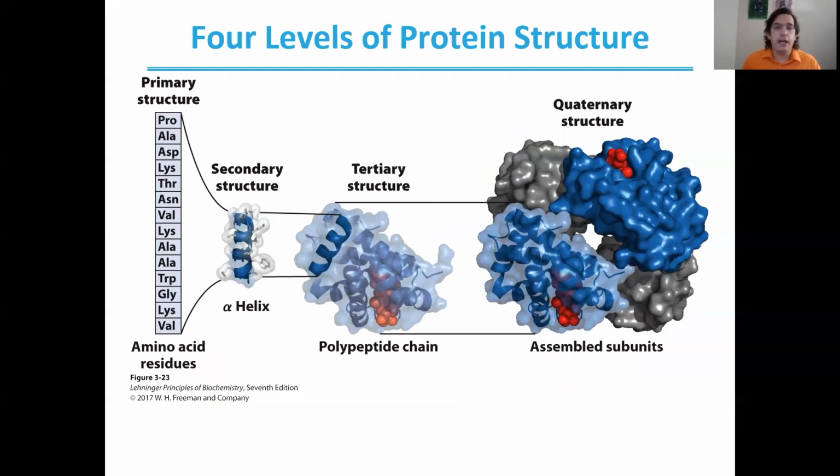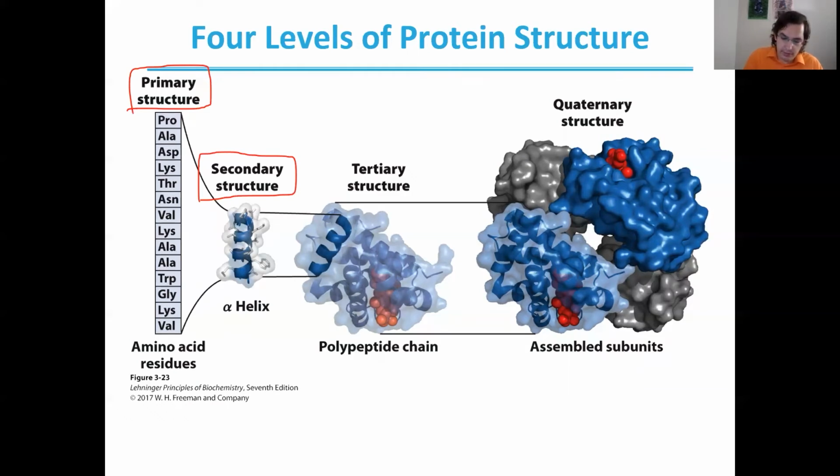Now, in order to understand the full picture of our 3D protein structure, we normally break it down into four individual components. We have our primary structure, which is just the sequence of our amino acids, right? From, again, the N terminus, where we have that free amine group, to the C terminus, where we have our free carboxylic acid. We have our secondary structure, which is the local organization of our amino acids.